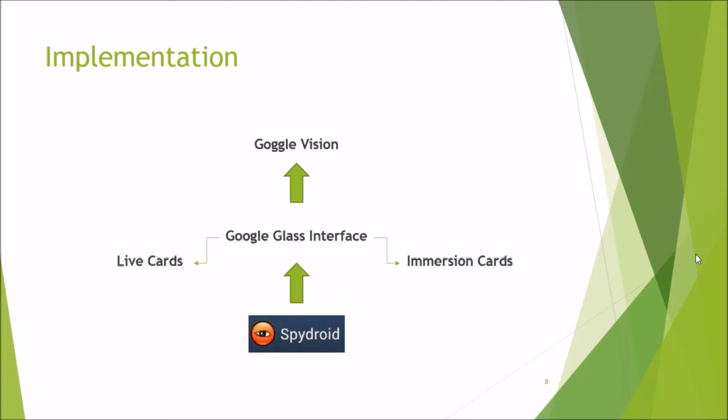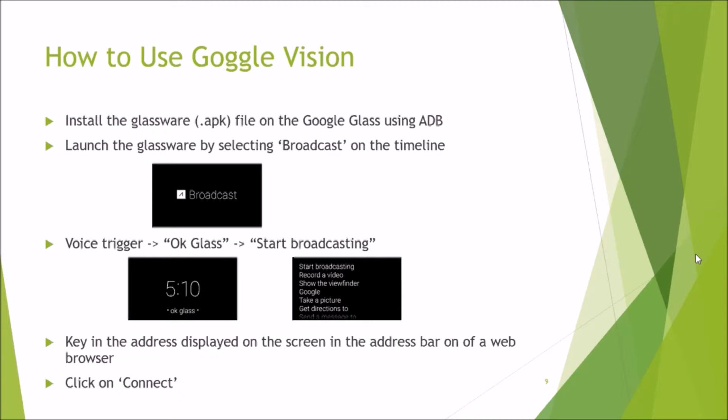To achieve this task, the source code of the SpyDroid is wrapped in Google interface, which consists of live cards and immersion cards. To use the Goggle Vision, the user first needs to install the glassware file, which is a .apk file on the Google Glass using the Android Debug Bridge interface.